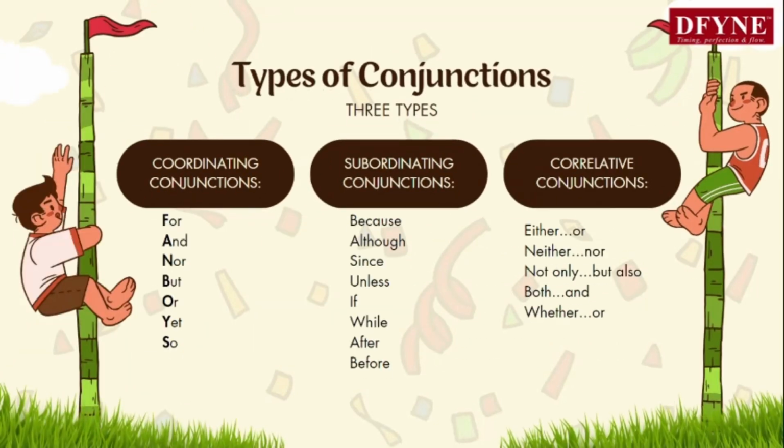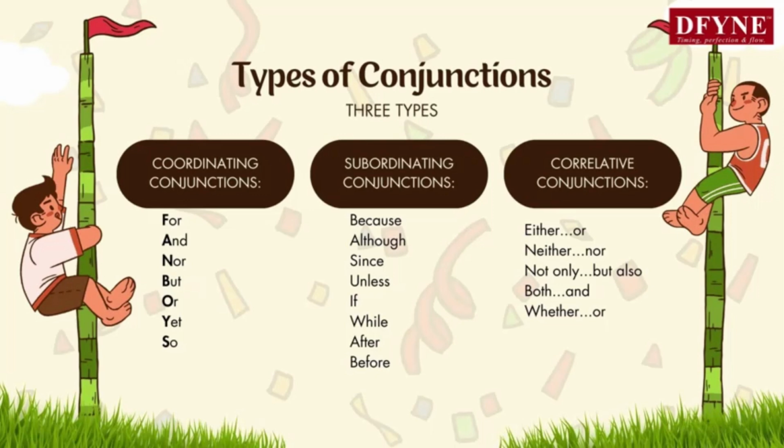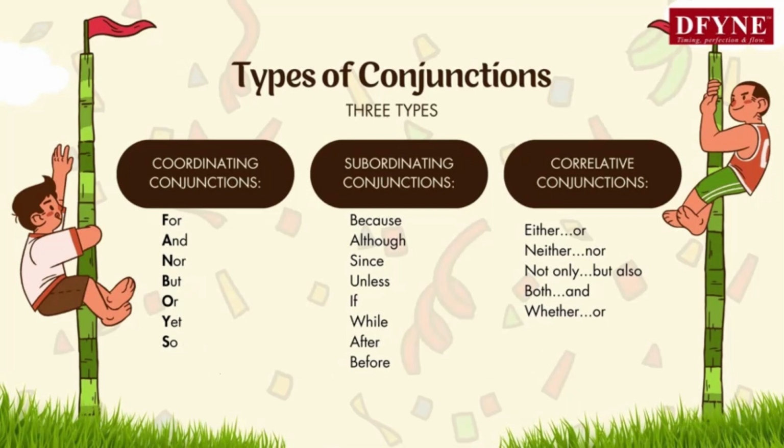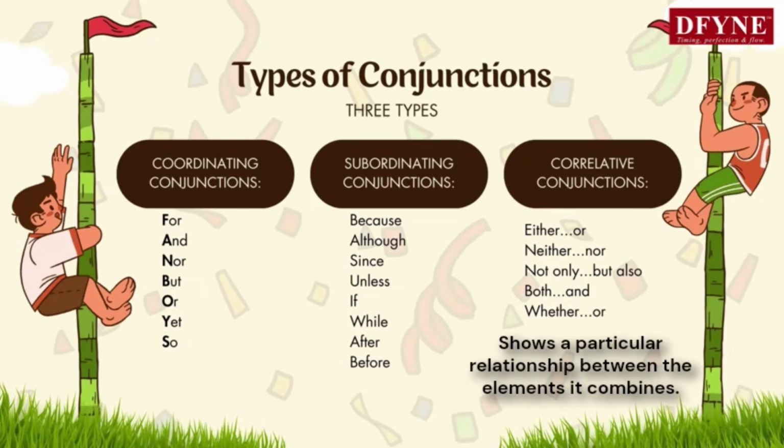There are mainly three types of conjunctions: coordinating conjunctions, subordinate conjunctions, and correlative conjunctions. Coordinating and correlative conjunctions join elements that are of equal importance, unlike subordinate conjunctions. An easy way to remember all the coordinating conjunctions is by using the word fanboys, with each letter representing the first letter of each coordinating conjunction, as shown here. While coordinating conjunctions can generally group elements, it is a correlative conjunction that showcases a specific relationship between the elements that they combine.